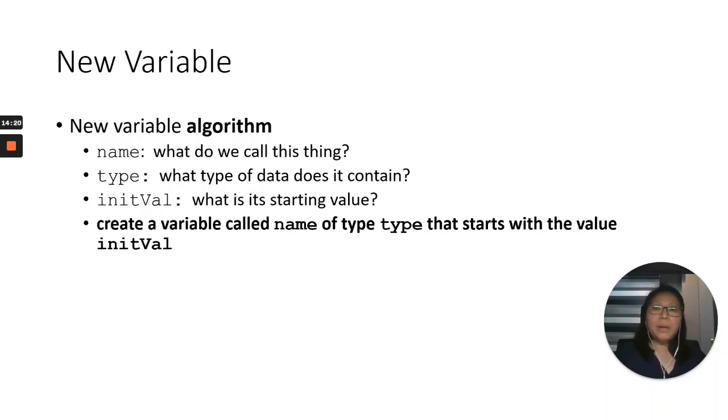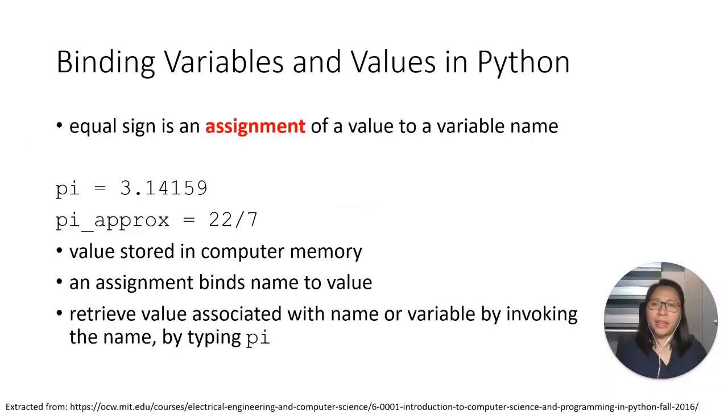So, for example, Python. Since we already have this algorithm to create a new variable, we can translate this into code of a programming language following the syntax of a particular programming language. In Python and in almost all programming languages, the equal sign is an assignment operator. It assigns a value to a variable name.